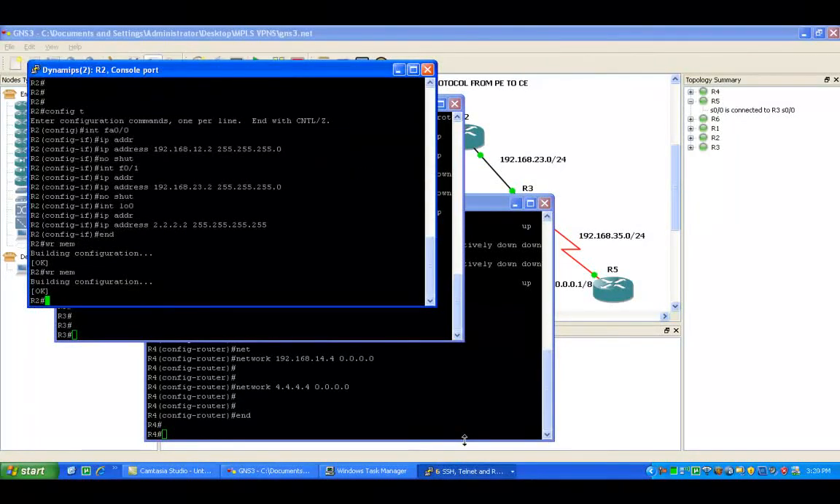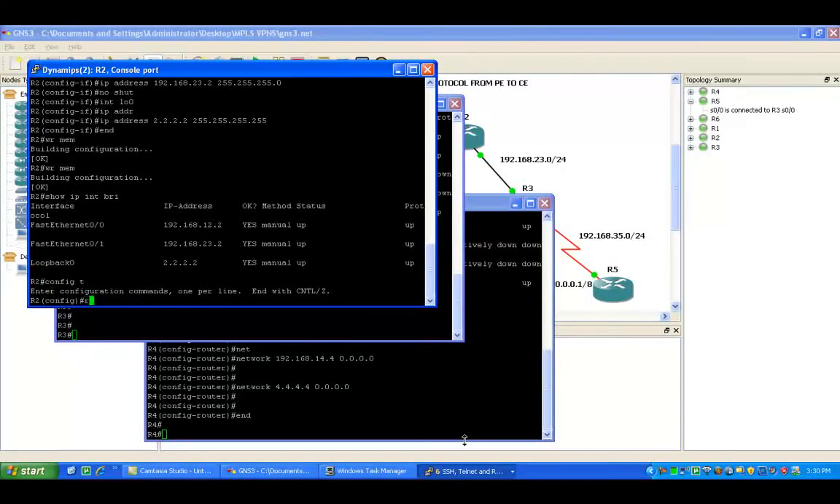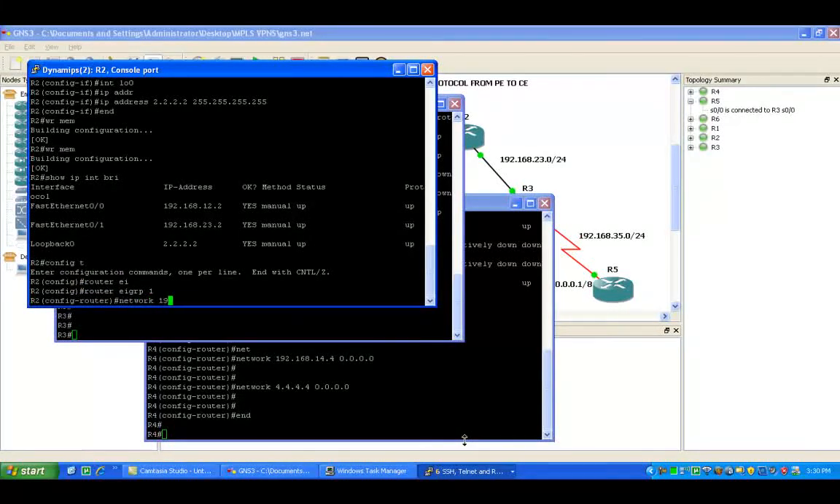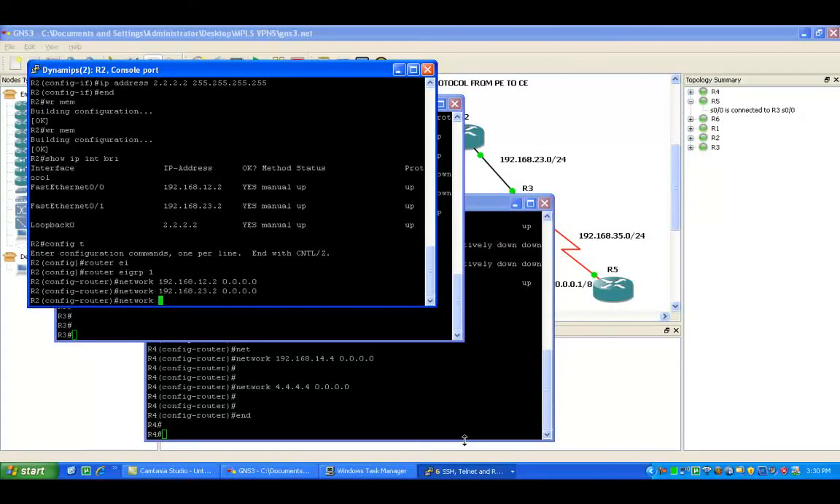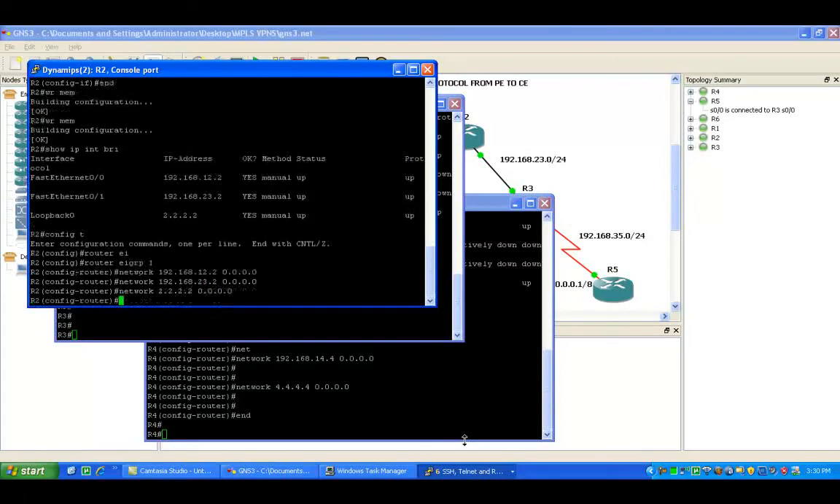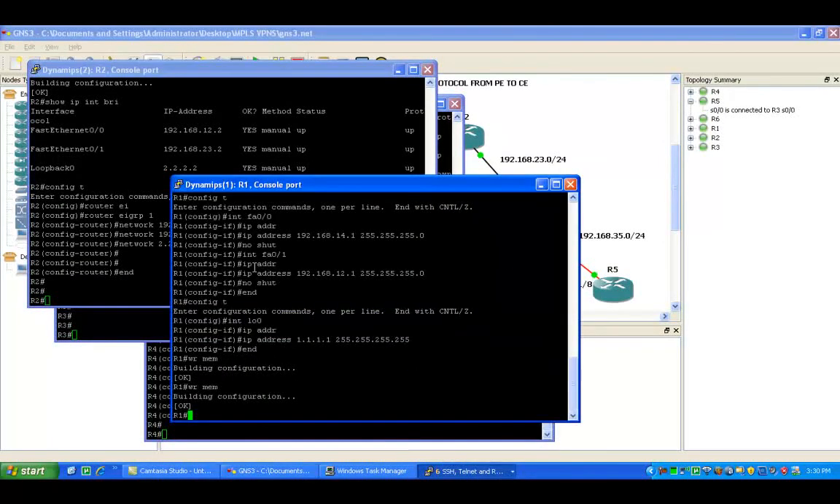So now that router 3 and 4 are configured with the IGP of the ISP, let's go on R2 and do a show IP interface brief. Actually, we're going to put all these interfaces into the IGP for the service provider. So we're going to go under router EIGRP 1, again that's AS1, and do our network statements for these directly connected interfaces. So we have the 12.2, the 23.2, and the loopback, which is the 2 network.